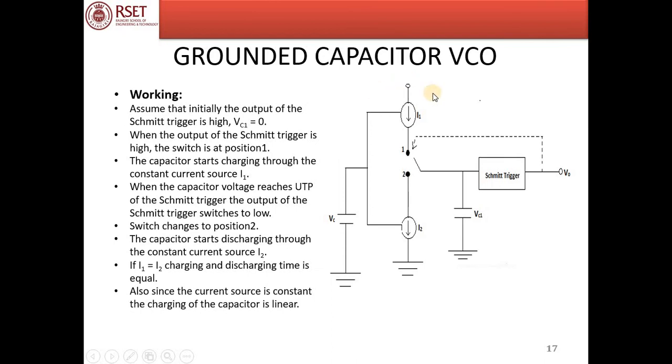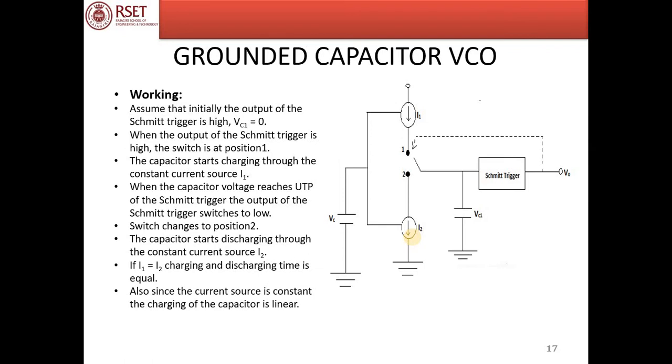Also, we need to mention that I1 and I2 is a constant current source, that it is not variable. It is a constant current source. So the charging of the capacitor would be linear. It is not exponential as is the normal case. Since the current source is constant, the charging and discharging of the capacitor is linear. And also since I1 and I2 are equal, the charging and discharging time of the capacitor is same.